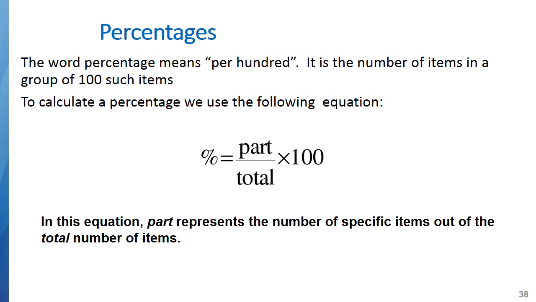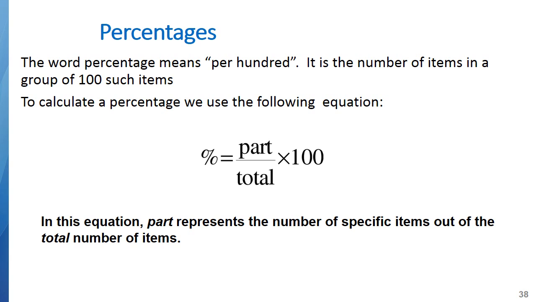So if I had a room of people and I said 35% of the people were male, what I would mean is out of every 100, 35 were male. So it doesn't always necessarily mean that I have to have 100 people, but if I did have 100 people, 35 of them would be male.